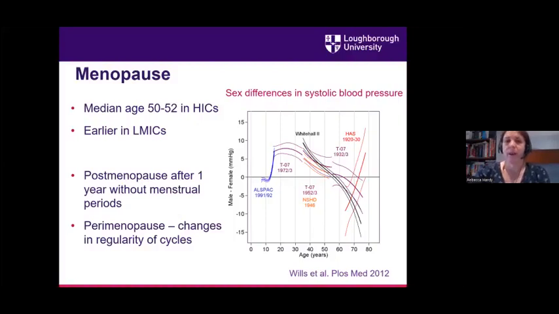So we know that perimenopause and menopause are these times of declining levels of estrogen. Previous speakers have talked about the protective effects of estrogen, which might explain the better health of women prior to menopause. And you can see on this graph how the sex advantage that women have in having lower blood pressure over much of the adult life course decreases towards older age. This narrowing of the gap between males and females coincides with the menopause transition.